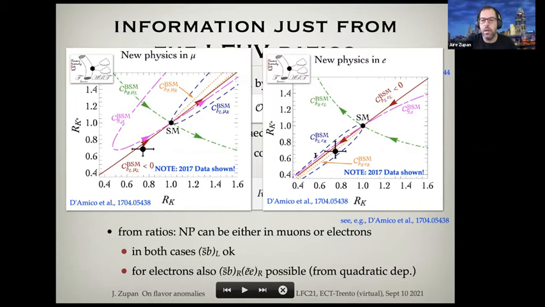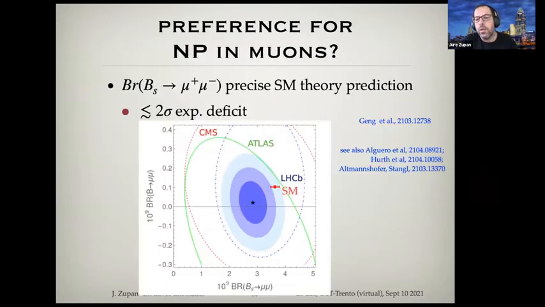Let's plot it here. Okay, so that's where the B sub S to mu mu enters. It's another precise, clean observable. There's sort of a 2 sigma discrepancy with the standard model prediction. So this is showing B to mu mu versus B sub S to mu mu, so both modes, and the different measurements by ATLAS, LHCb, and CMS.